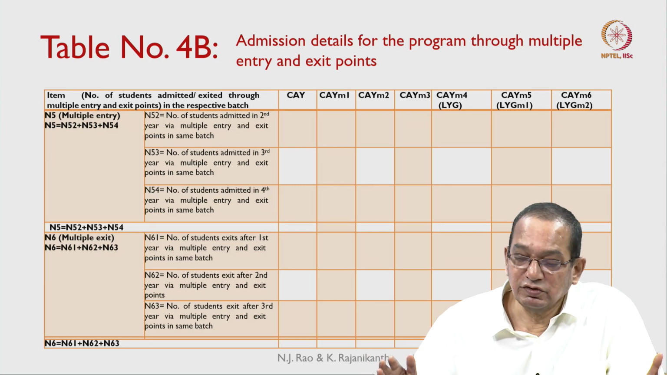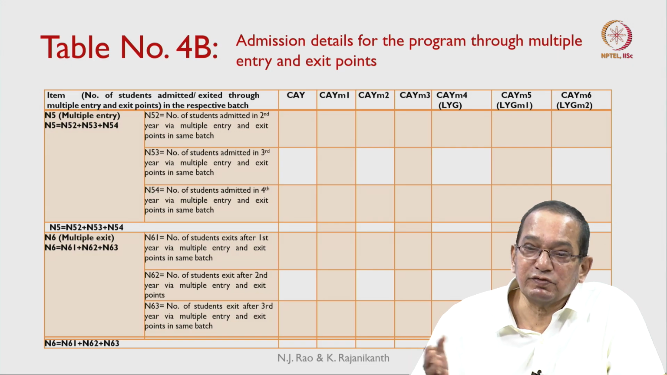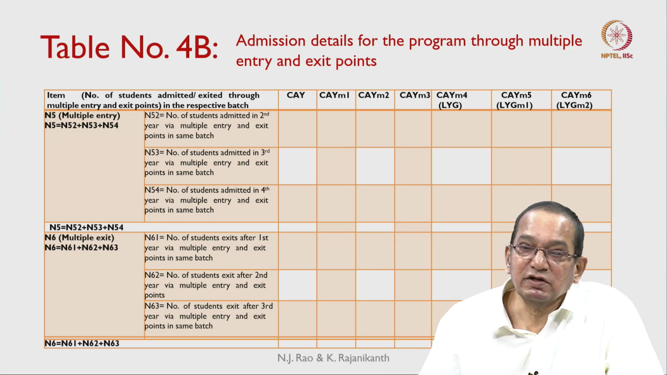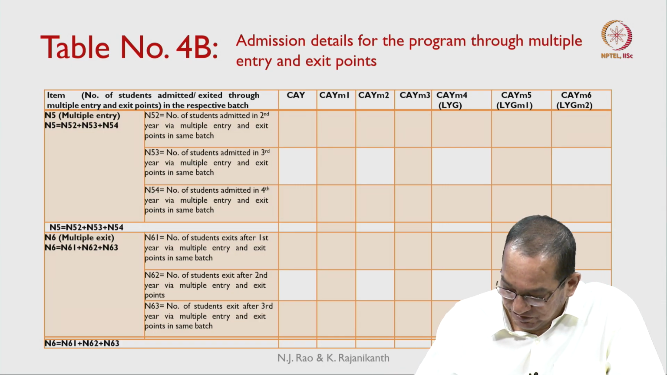So, you give that entire data again for all the periods. For some of the periods that would probably be zeros, because this multiple entry exit scheme was available only very recently.